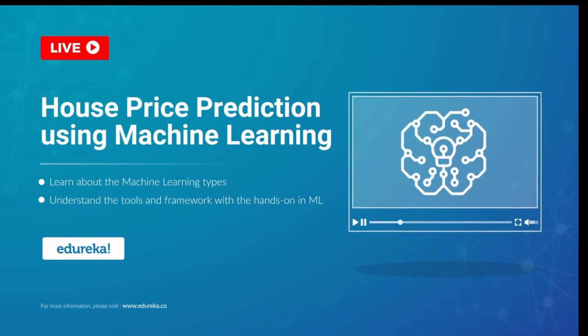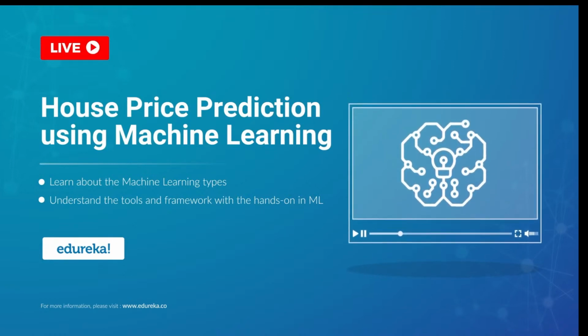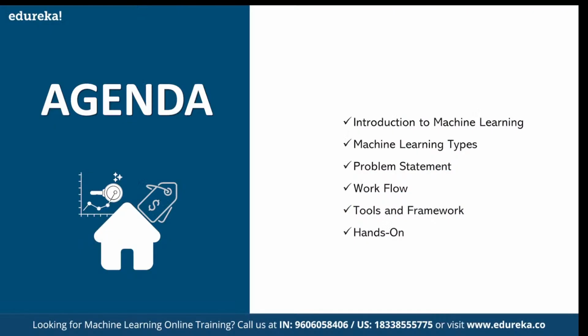Housing price prediction using machine learning. This is the topic of today. These are some of the things that we have for today's session as a kind of agenda. We'll try to understand about machine learning. We'll try to understand the types of machine learning. We'll quickly jump onto the problem statement that we have. Then we'll try to understand how a data science solution workflow looks like and what could be the possible tools and frameworks that we could possibly use.